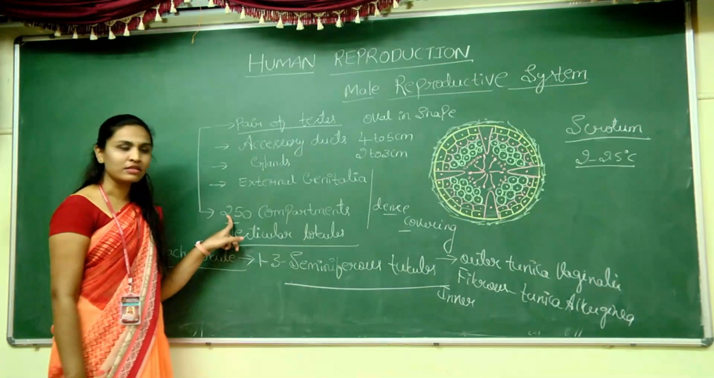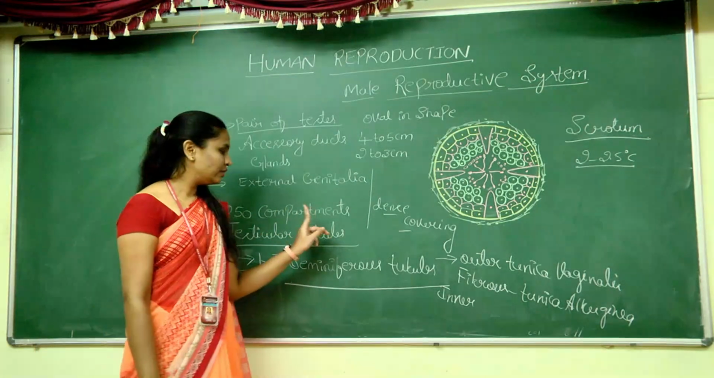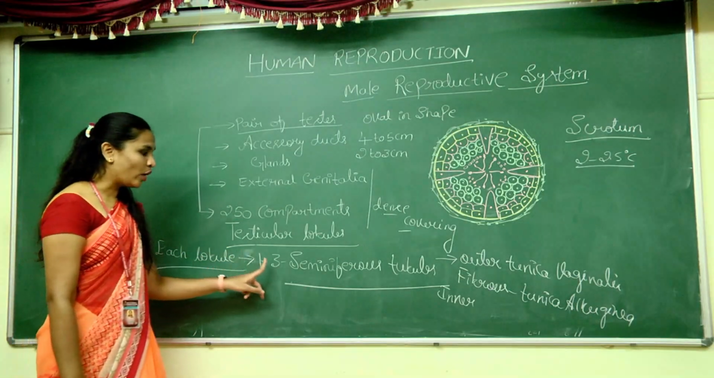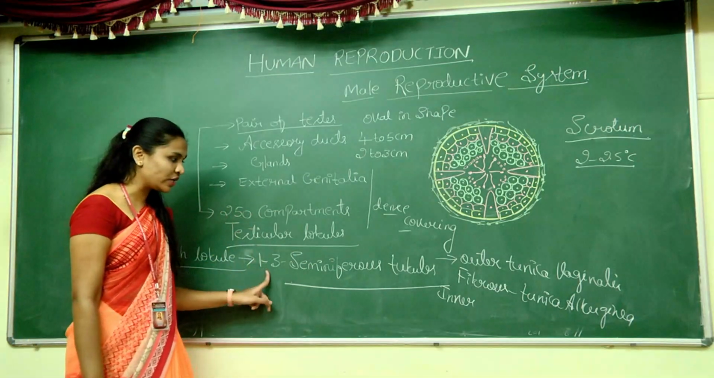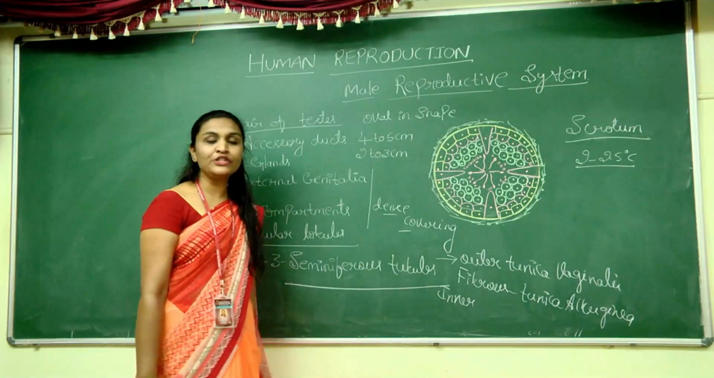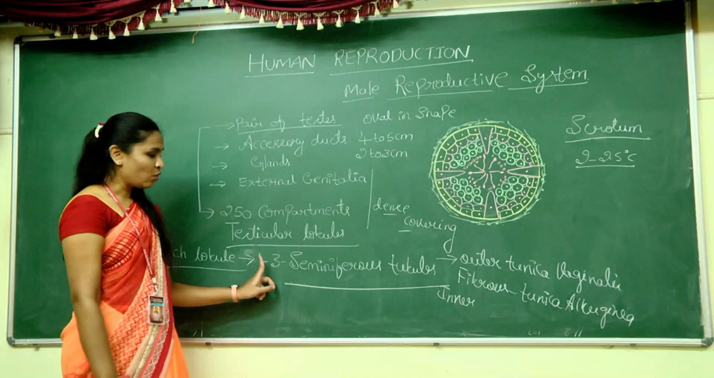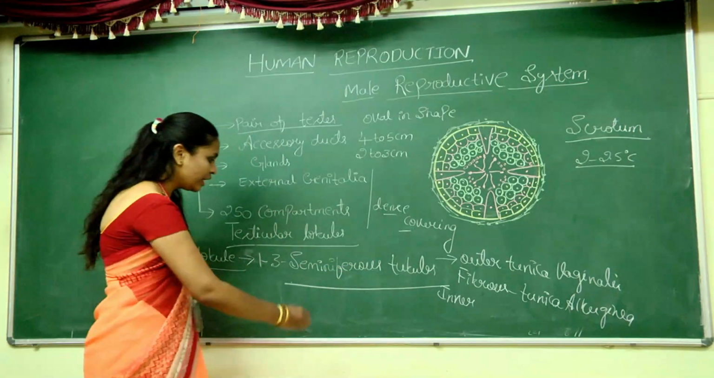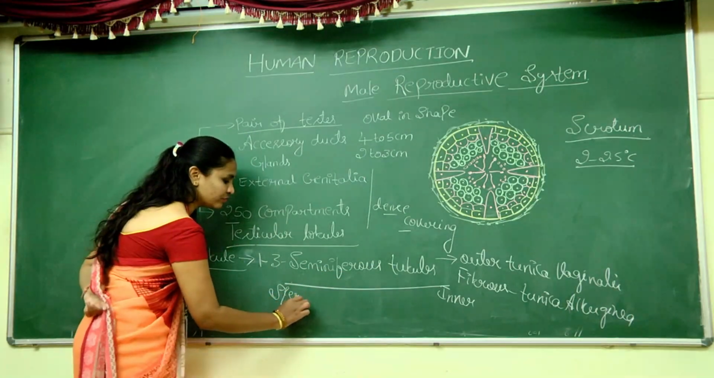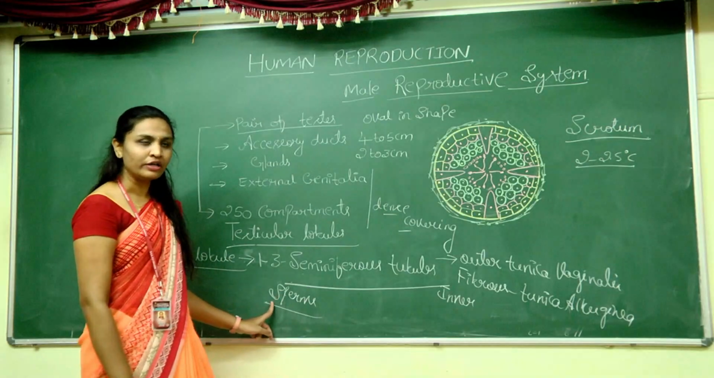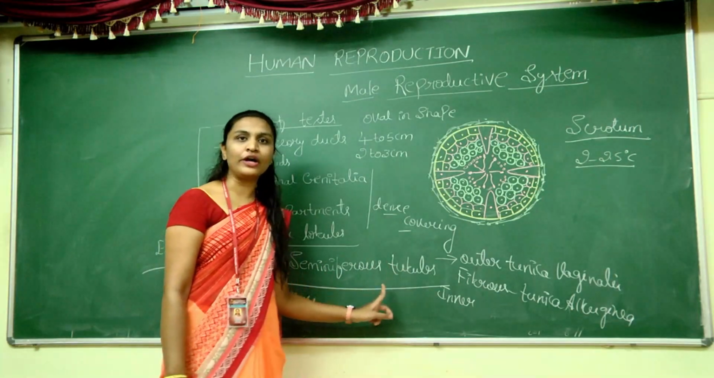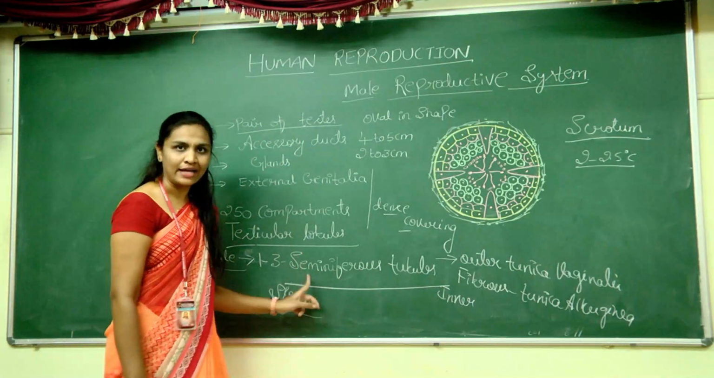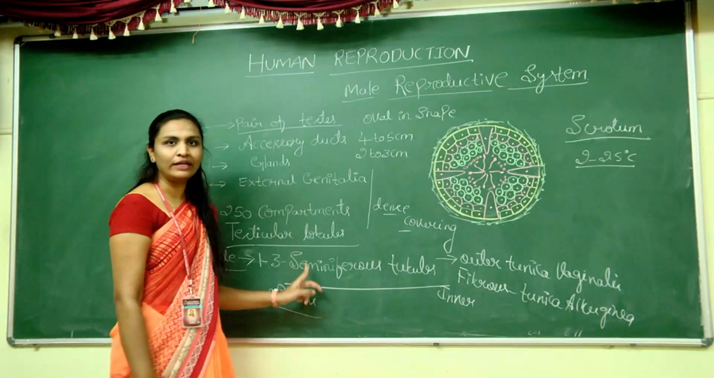Each testis has around 250 compartments. They are called testicular lobules, and each lobule contains 1 to 3 highly coiled structures. They are called seminiferous tubules, in which sperms are produced. The seminiferous tubules are referred to as the structural and functional unit of the testis.